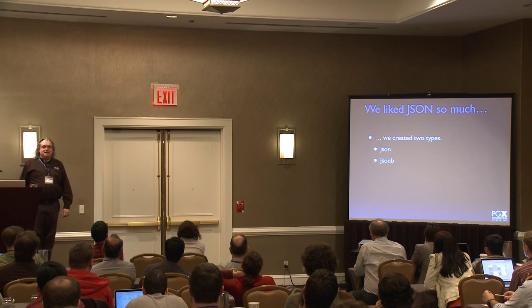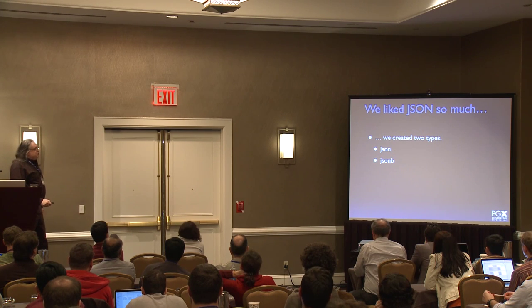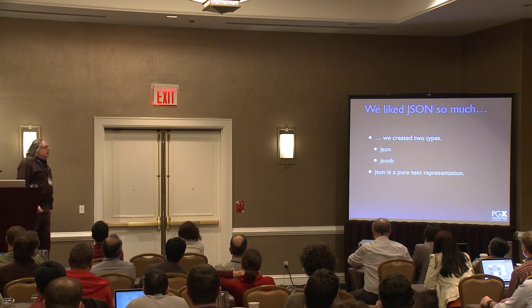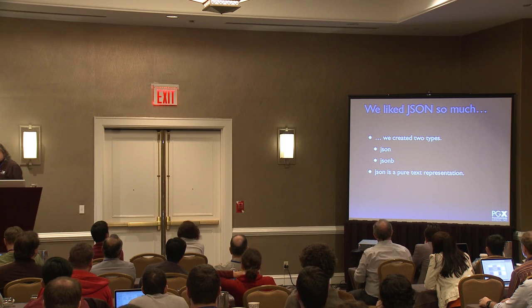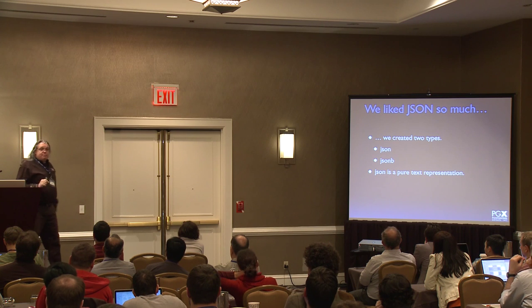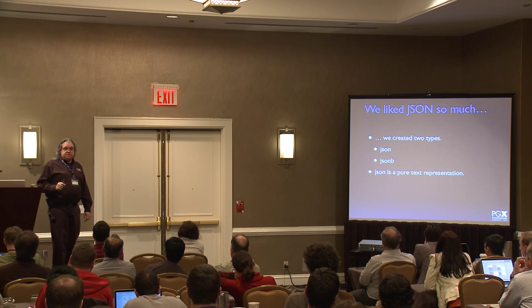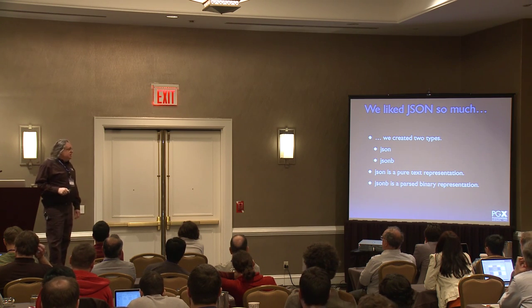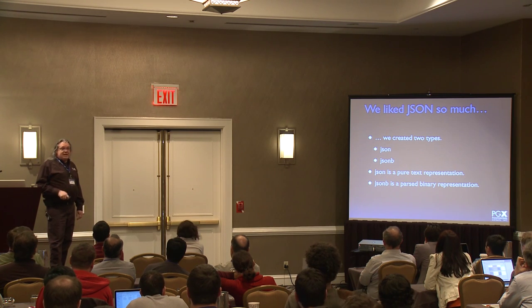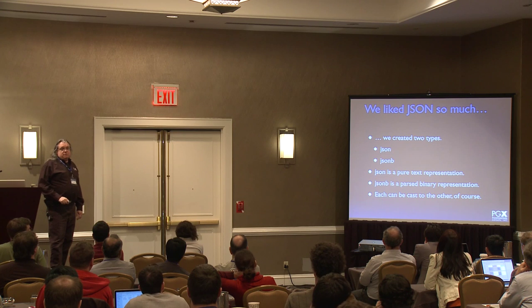There's json and jsonb. I will try to always write the Postgres types in lowercase and the abstract concept of JSON in uppercase in this talk. I probably will get it wrong at some point. The json type is a pure text representation. So what it really is is a wrapper around the text type in Postgres with validation. jsonb is a binary type. It's parsed on the way in and reconstructed on the way out. You can cast one to the other, of course.